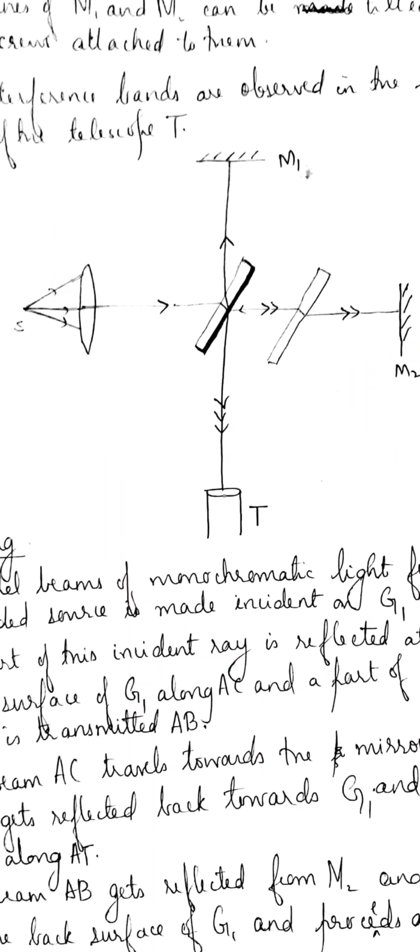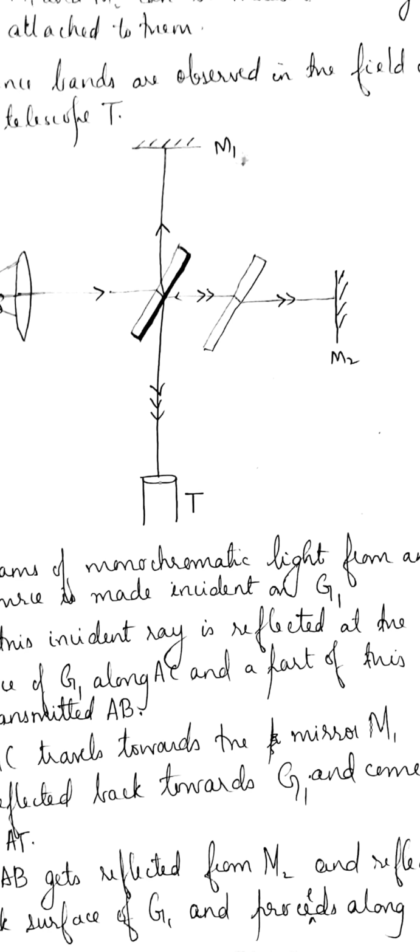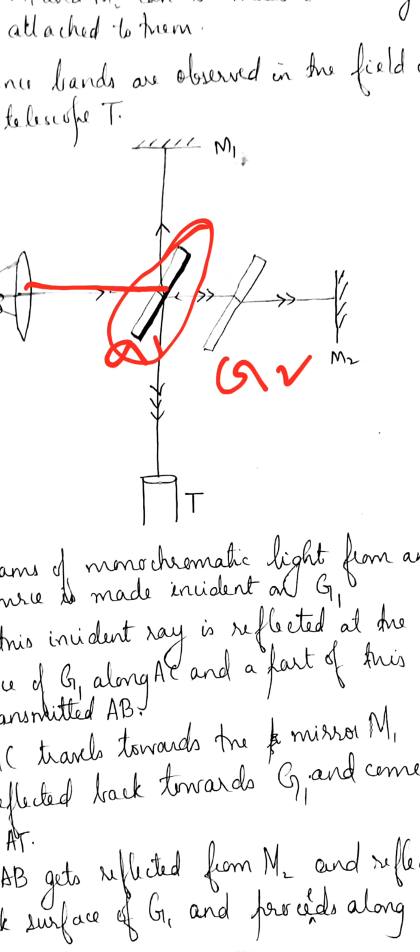Now there are two glass plates. This is G1 and this is G2. Two glass plates, G1 and G2. G1 is called the beam splitter because it is responsible for dividing the incident beam into two parts, one going up and the other one coming like this. So it is called the beam splitter. G2 is called the compensating glass plate.